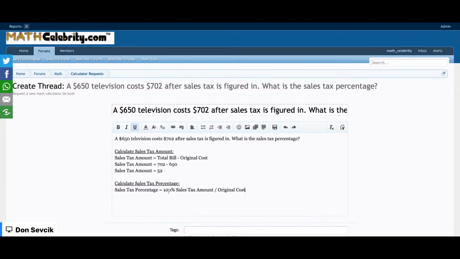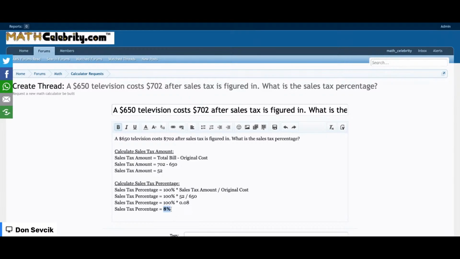All right. So we got this. I better do a multiply here, so that makes sense. Great. We got $52 sales tax amount divided by 650. Let's see what that is real quick off camera. Outstanding. Nice round number. Times 0.08. And then we get sales tax percentage equals 8%.